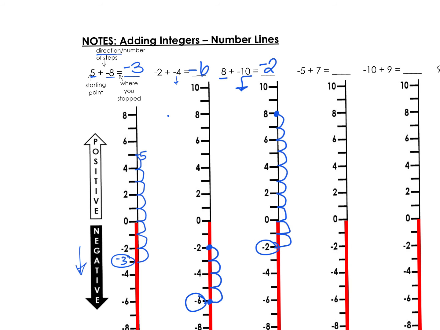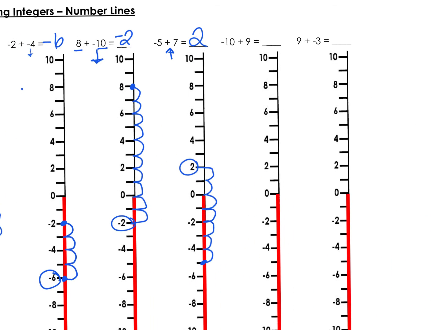Okay, next one. We're going to start at negative 5, so we'll be down in the red, and we're going to go positive 7, so we're going to be going up this time. So do you think we're going to go up enough to get us out of the red, out of the negatives? Let's see. So we're going to start at negative 5, which is here, and then I'm going up 7 because I'm going in the positive direction. 1, 2, 3, 4, 5, and now I have 2 more, 6, 7, and I finish in the positives. So positive 2.